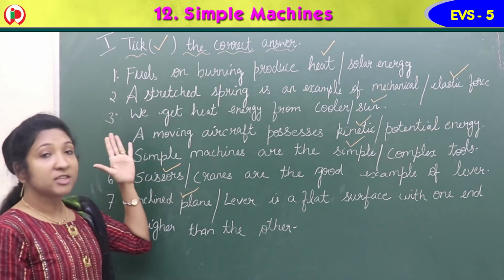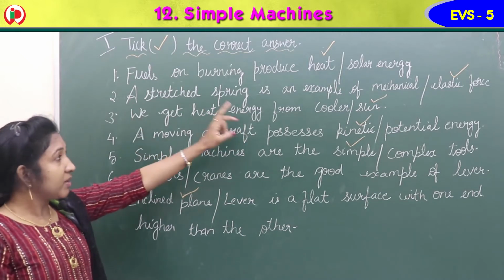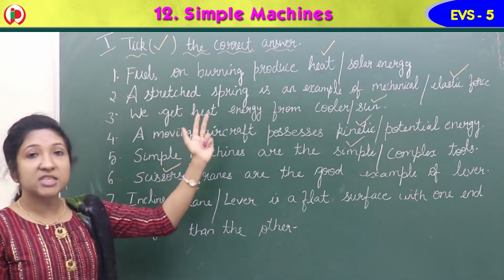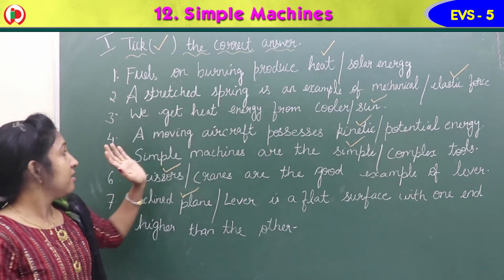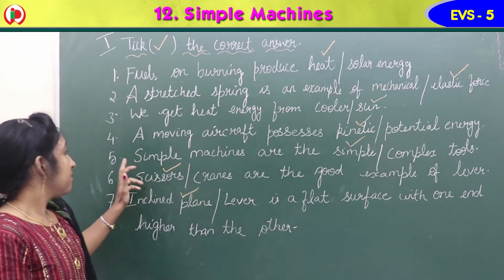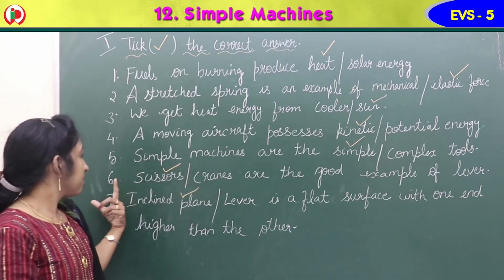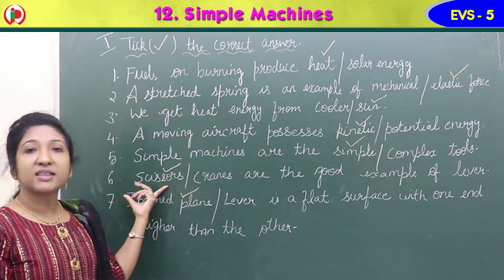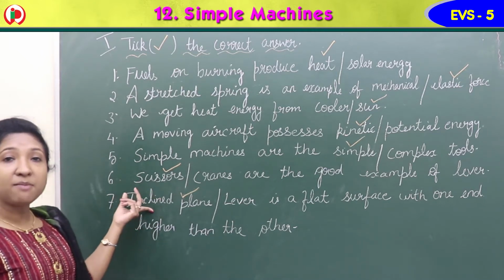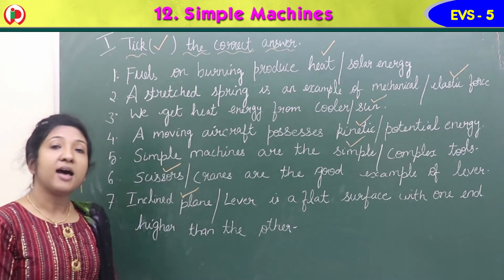So first one, fuels on burning produce heat energy. A stretched spring is an example of elastic force. Third, we get heat energy from the sun. A moving aircraft possesses kinetic energy. Then fifth one, simple machines are simple tools. Sixth one, scissors are the good example of lever. Seventh, the last one, inclined plane is a flat surface with one end higher than the other.